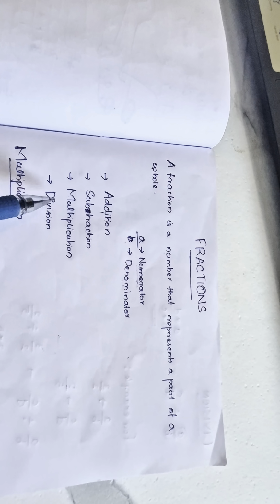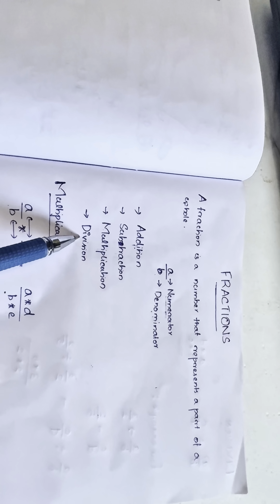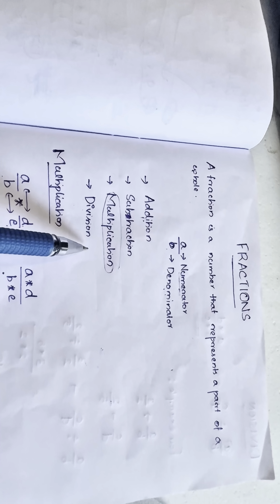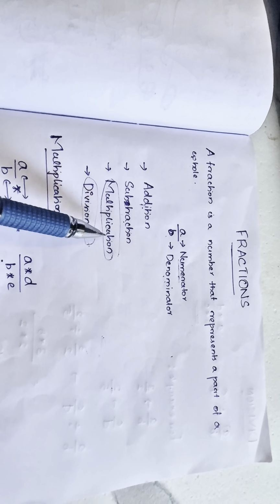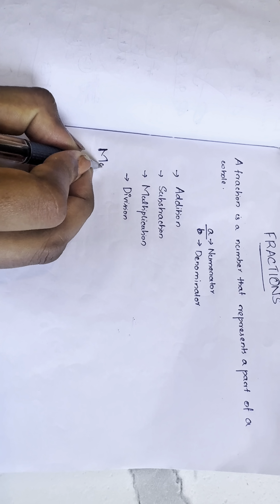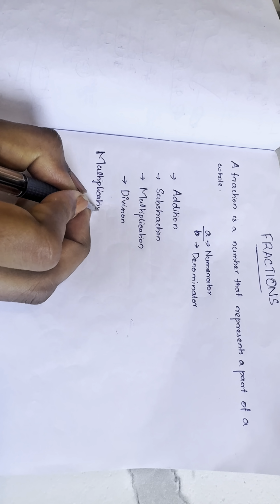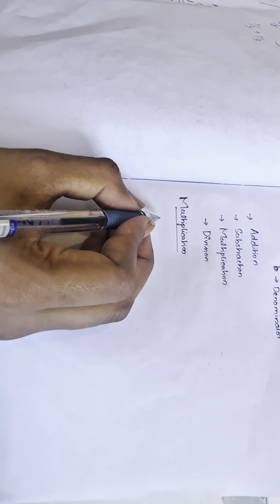So for fractions, there are a few different operations that we do: addition, subtraction, multiplication, and division. Compared to addition and subtraction, multiplication and division are quite simple. So since it's simple, we can go forward with multiplication. The first topic is multiplication of fractions.